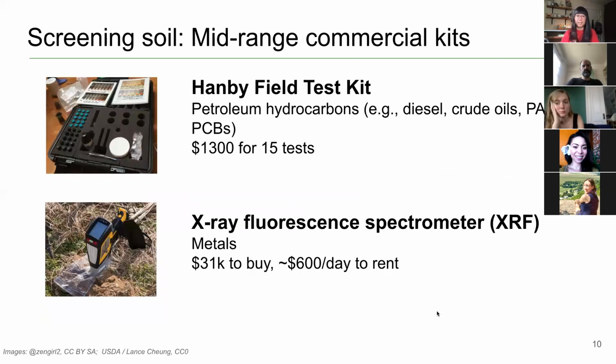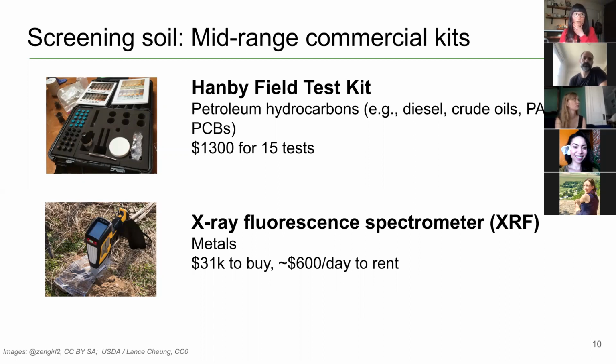Higher in price in that screening category still are a couple of commercial kits that are more widely available and also portable. And their price generally makes them less accessible to individuals, we found, but community groups can potentially invest together in these. So one of those is the Hanby field test kit. This is for detecting petroleum hydrocarbons like diesel, crude oil, motor oil, PCBs and other petroleum products. It also involves mixing reagents with soil samples and then observing color changes. The cost is $1,300 US with materials for about 15 tests.